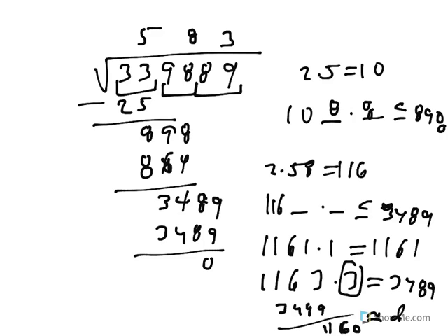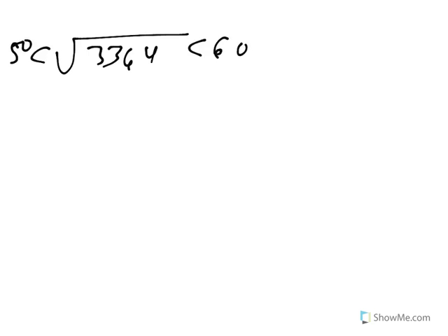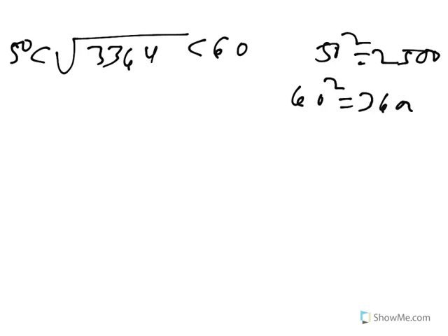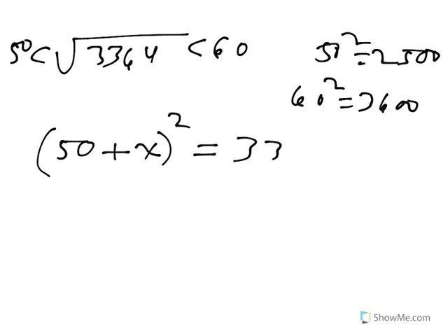Now, the next question is, why does this process work? Well, let me go back and show you another idea on this. Square root of 3364. I know it's between 50 and 60, because 50 squared is 2500, and 60 squared is 3600. So I could say, to get the next digit, it's 50 plus whatever the next digit squared has to equal 3,364.